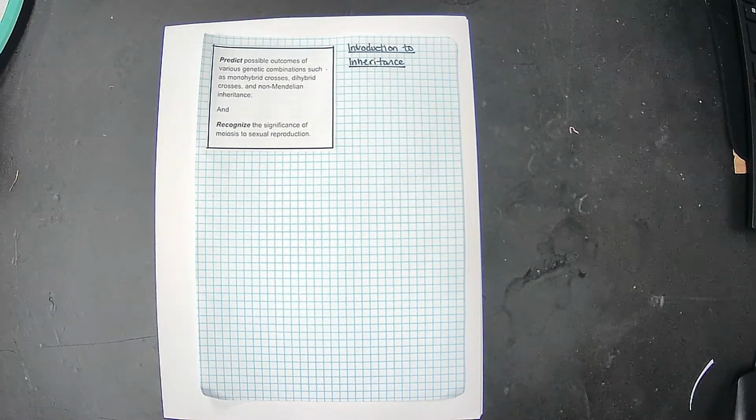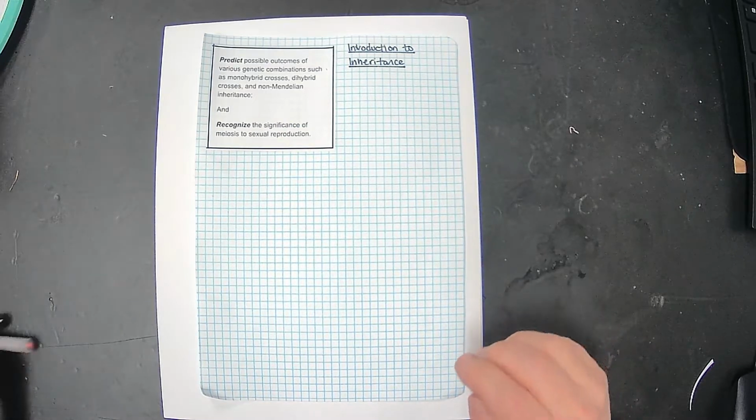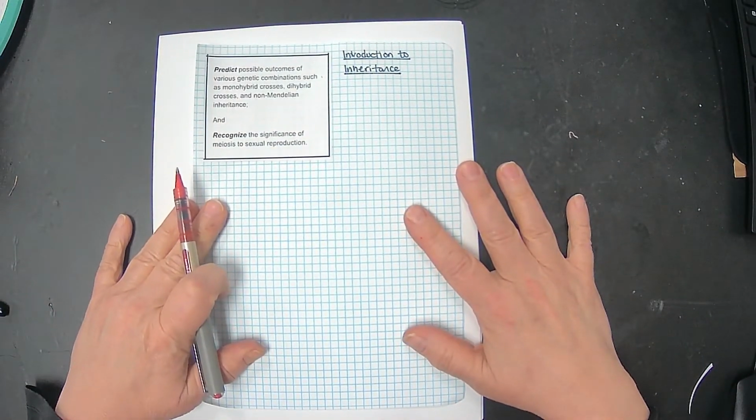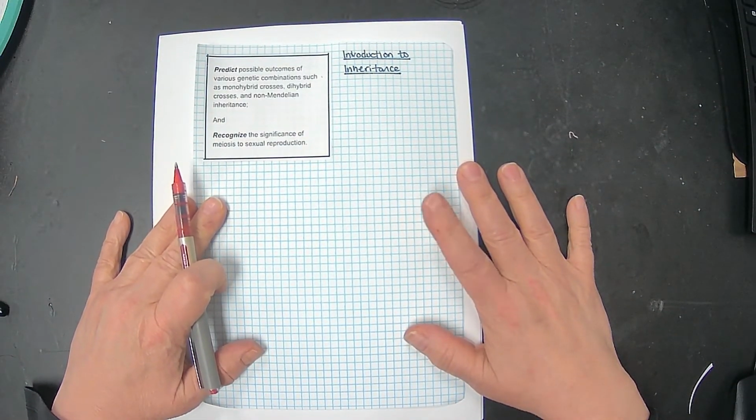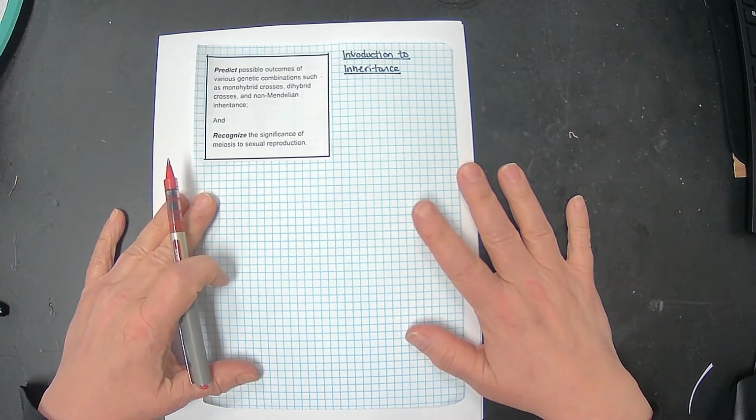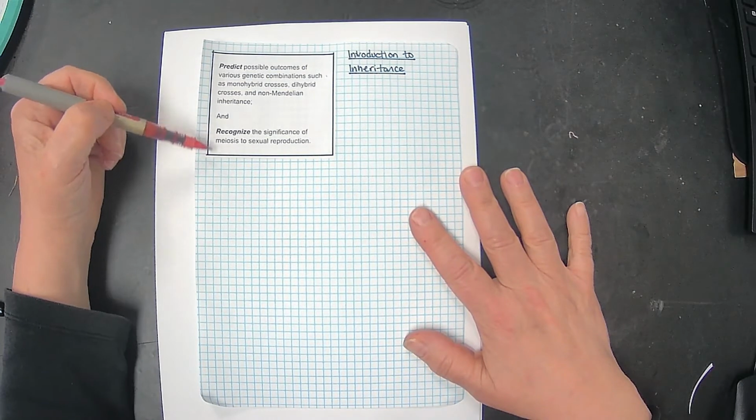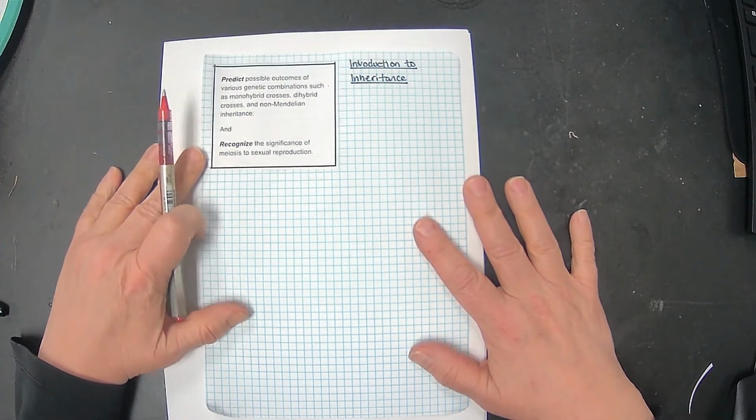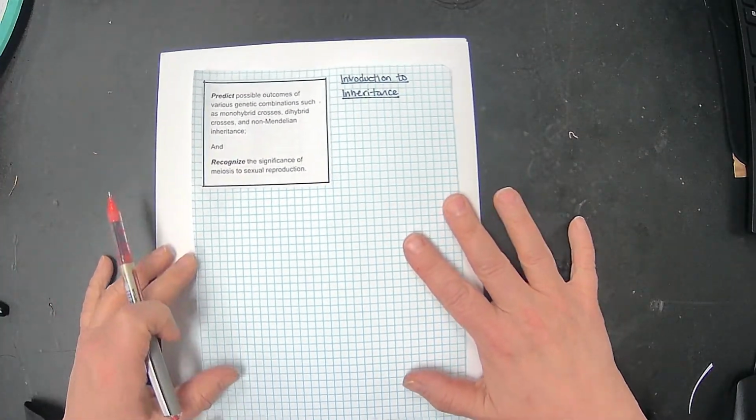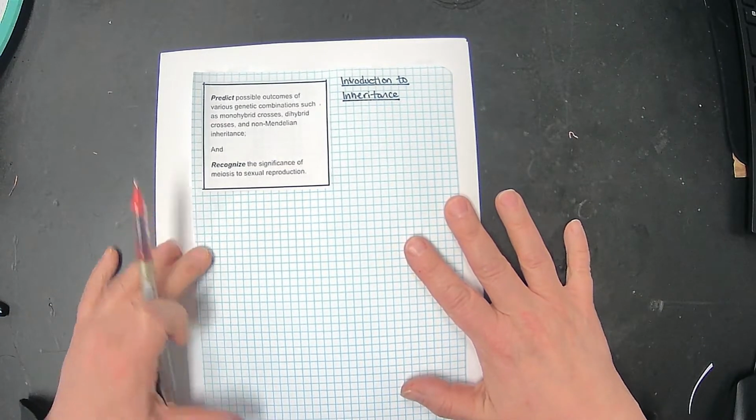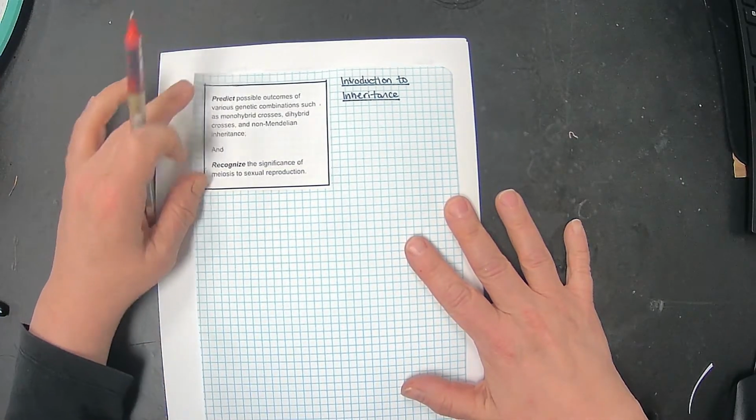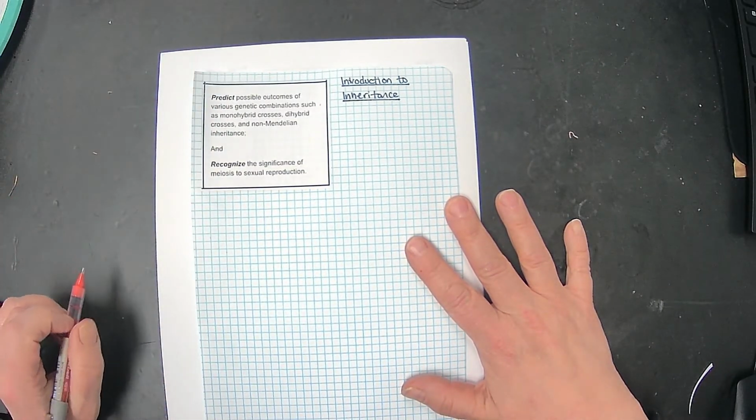Okay, this is the intro to our new unit, and the unit I'm calling Inheritance Unit. This will be Unit 6, and these are the two objectives that we're going to work on during the course of this unit. So by the end of the unit, you should be able to do these two things.